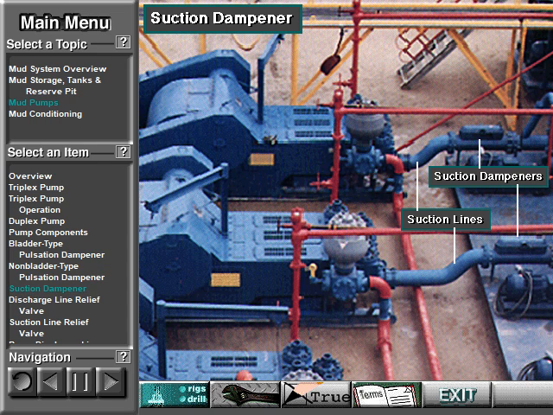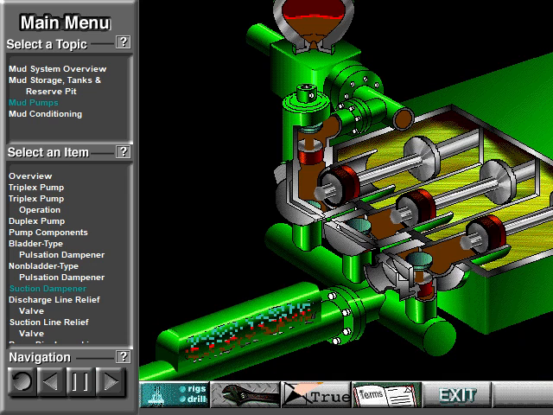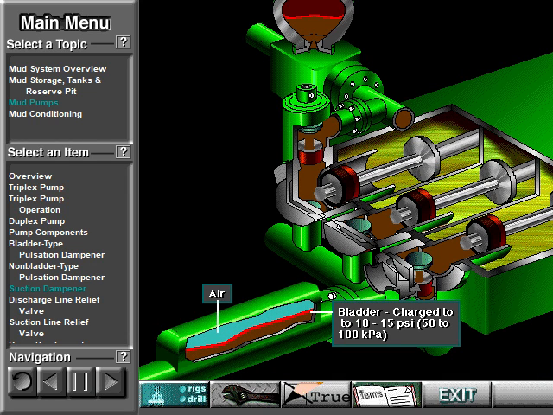A suction dampener smooths out the flow of mud coming into the pump. Crew members mount it on the Triplex mud pump suction line. Inside the steel chamber is an air-charged rubber bladder or diaphragm. The crew charges the bladder about 10 to 15 psi, 50 to 100 kPa.